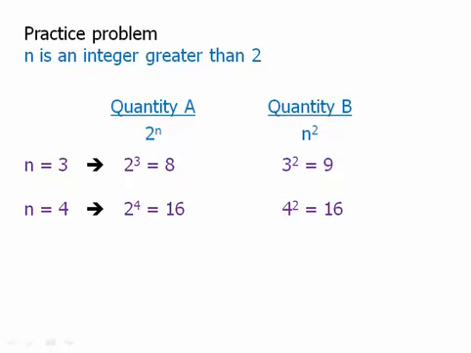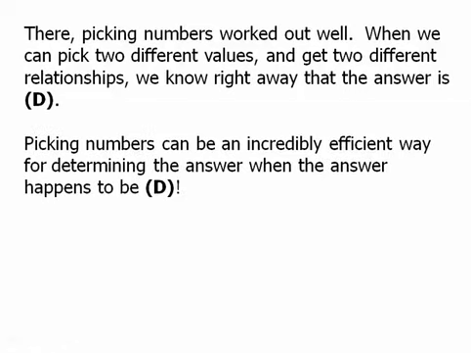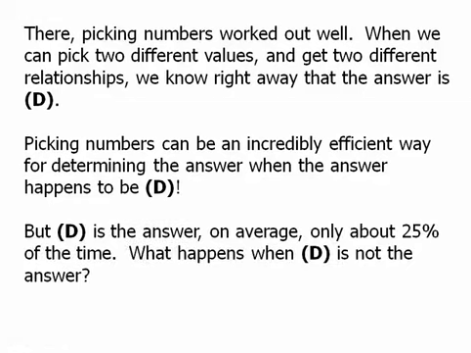Two different choices give us two different relationships. And that means, of course, the answer has to be D. There, picking numbers worked out particularly well. When we can pick two different values and get two different relationships, we know right away that the answer is D. Picking numbers can be an incredibly efficient way for determining the answer when the answer happens to be D.